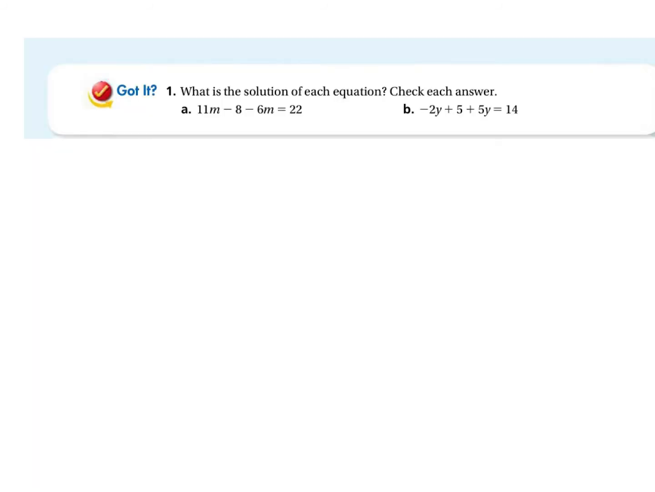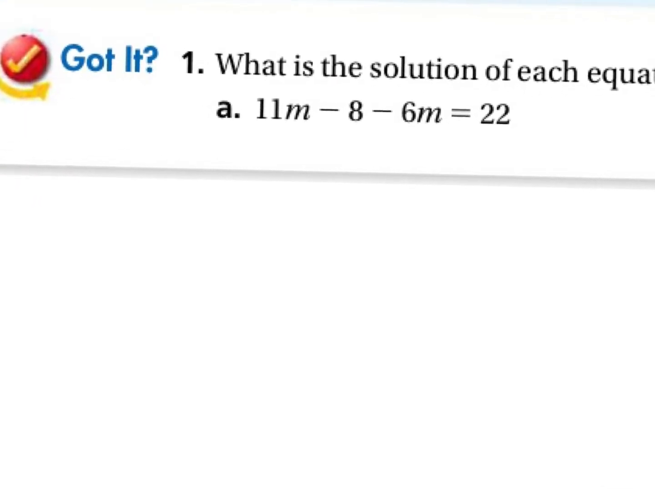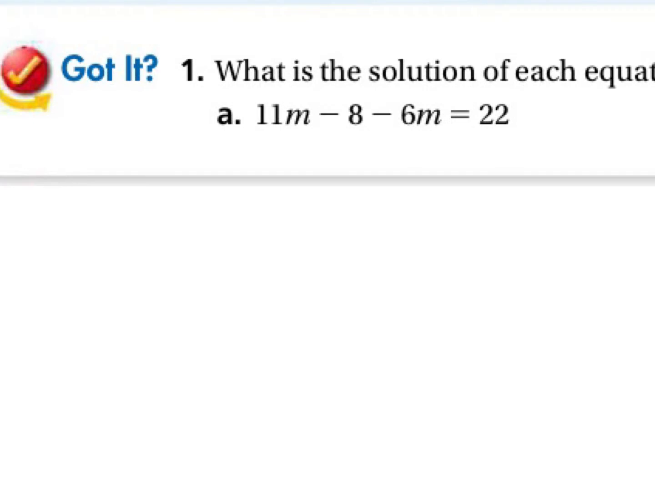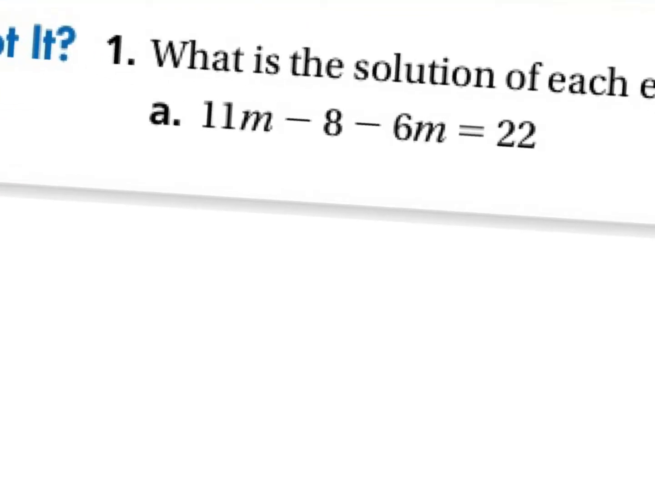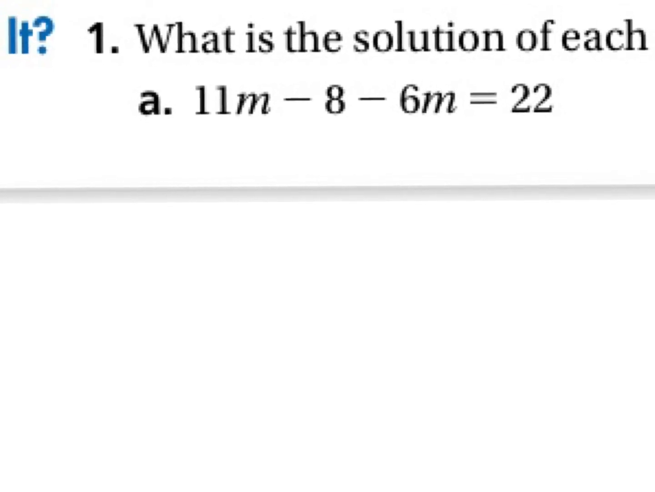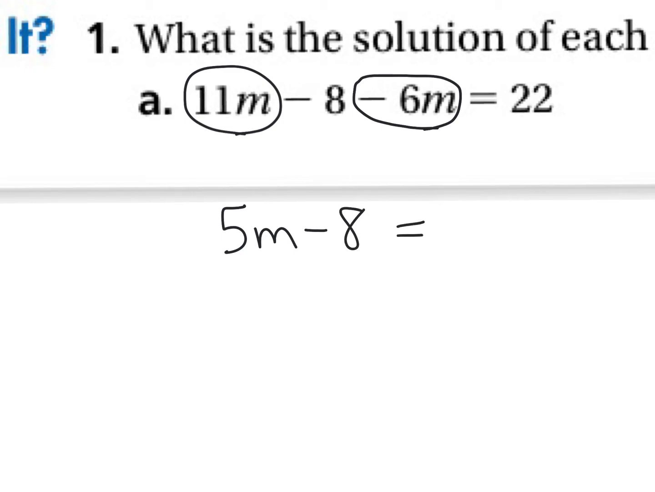So if we look at the got it 1, we've got some similar problems here we're going to look at. So on part A, first thing, if you'll notice, once again, we've got like terms on the left side here we can combine. One thing to watch for is that's a minus 6m or negative 6m. So 11m minus 6m would be 5m. Okay, you can add the opposite there if you want, if that helps you, but make sure you don't lose that sign. Now we're really at a two-step equation like we were previous section.